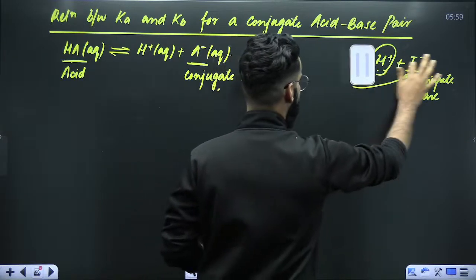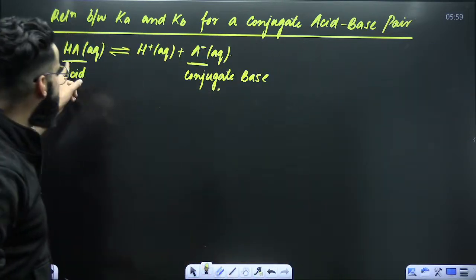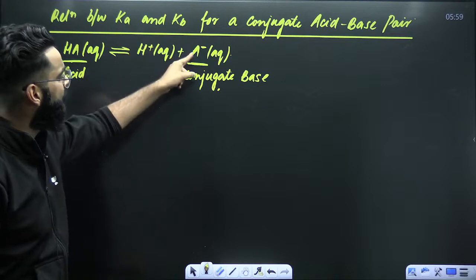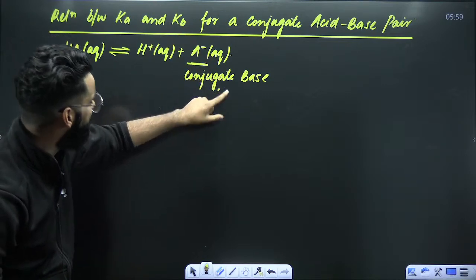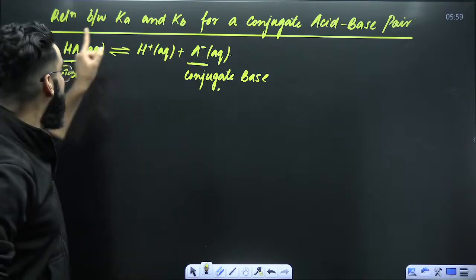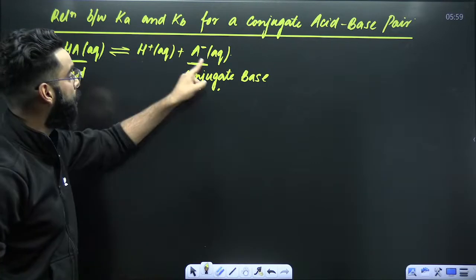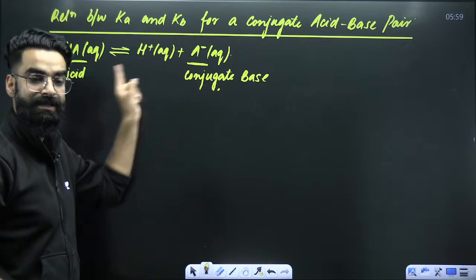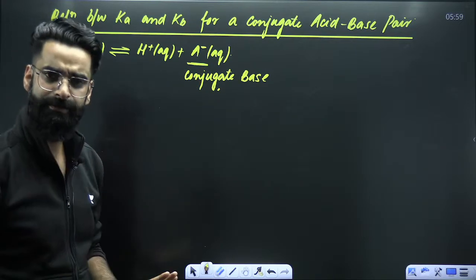Now, my dear students, try to understand. Since I told you the acid, after the liberation of H positive, got converted into A negative, A negative I'm calling the conjugate base of the same acid, right? So HA and A negative are the conjugate acid-base pair.